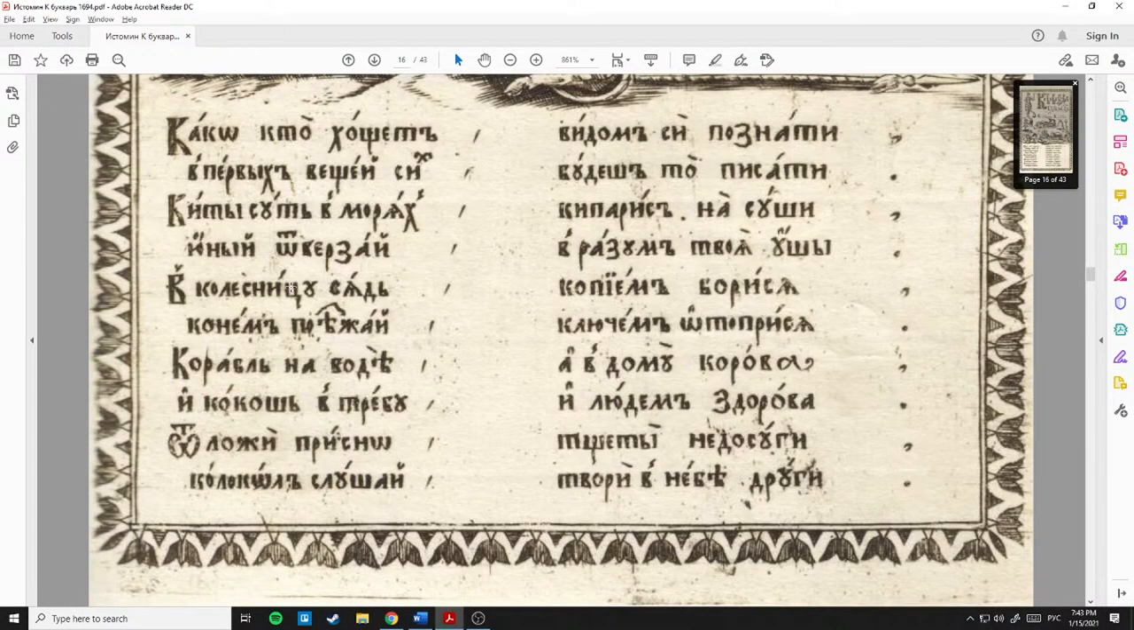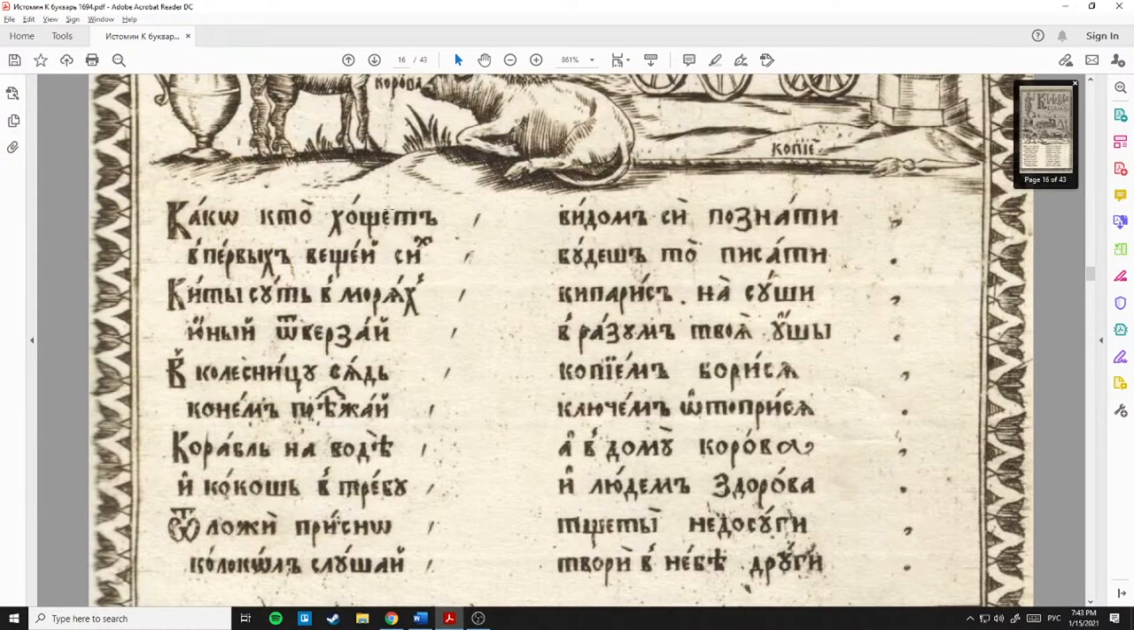Kako, kto, hošćet. So how anyone, someone wants. Vidom, by looking, or si poznati, by looking himself, reflexive probably, recognize. Found it. No way.